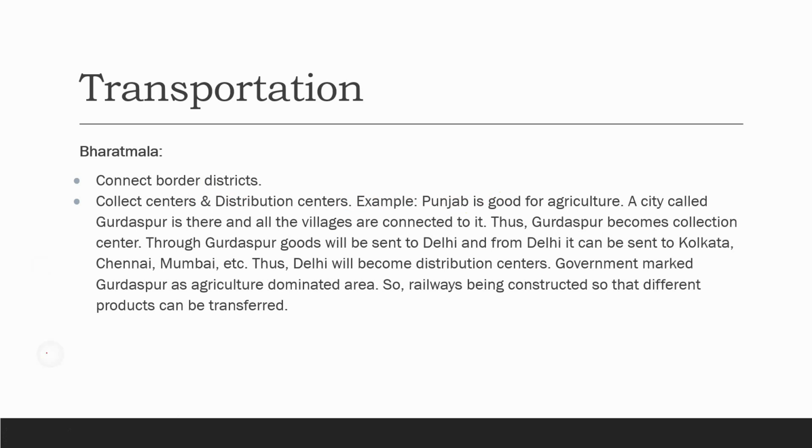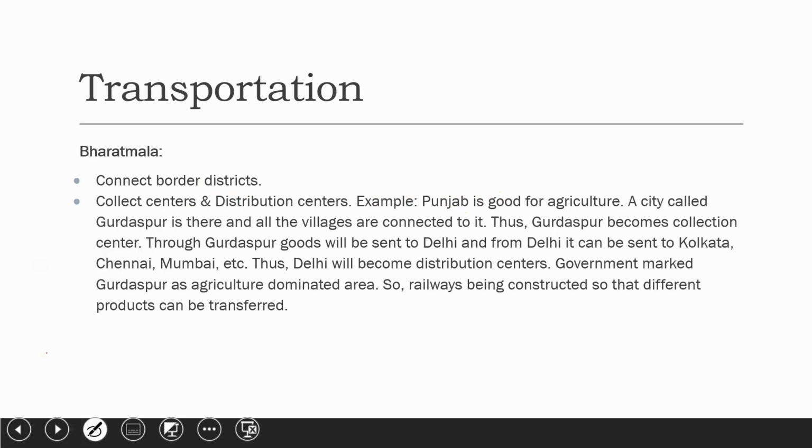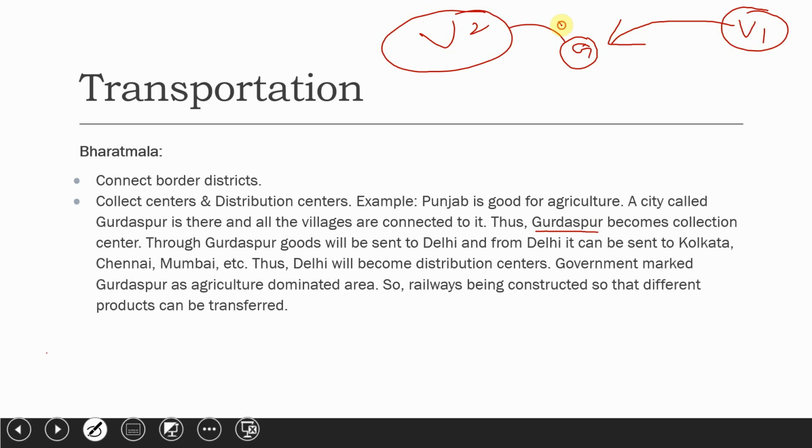Let me explain it again here. What is a collection center and what is a distribution center? Let us suppose this is your Gurdaspur, which will become your collection center. Why? It will connect all the surrounding villages. Villagers and businessmen will come and deposit their products here in Gurdaspur. So this is village 1, this is village 2, and they will come and deposit it here.